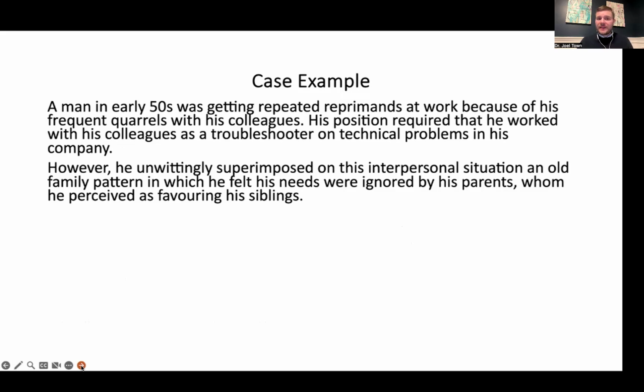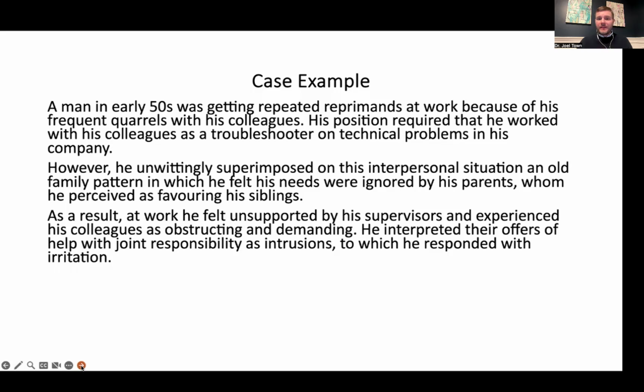However, we could understand that the reason he was getting into so many difficulties is that unconsciously he was superimposing onto these work relationships an old family pattern in which he experienced his needs being ignored by his parents, who he perceived as favoring his siblings. So instead, here he was perceiving his colleagues as dismissing his needs. As a result, at work, his challenge became to either experience the feelings which were coming up inside of him regarding this theme around his needs being ignored, or perceiving that his needs were being ignored.